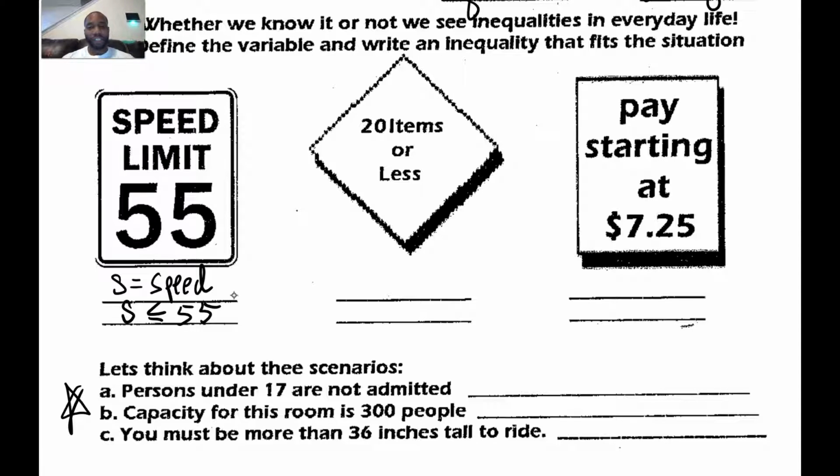And the next one, we usually see this: 20 items or less. Usually you see this in Walmart or Harris Teeter, any grocery store, where you have the express lane or express aisle, 20 items or less. So our subject would be items. I meant to put I is equal to items. And then we're saying 20 items or less. So the items can be 20 or less than 20. So it's going to be less than or equal to 20.